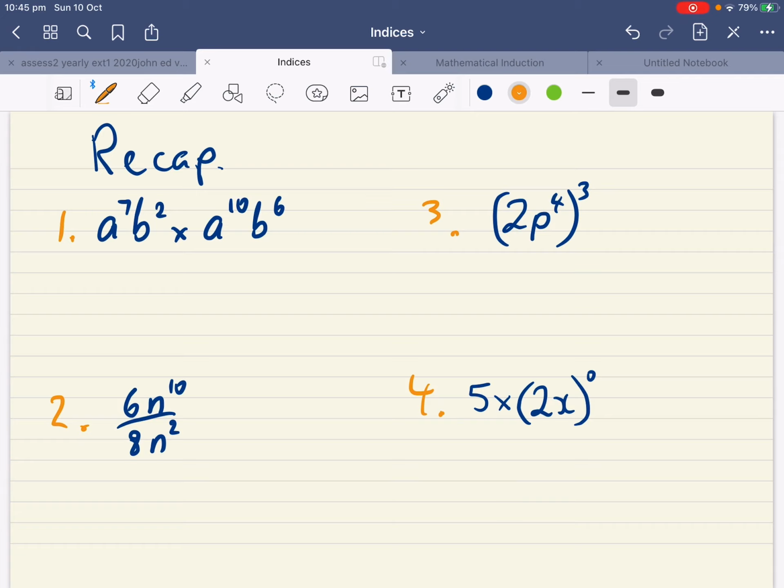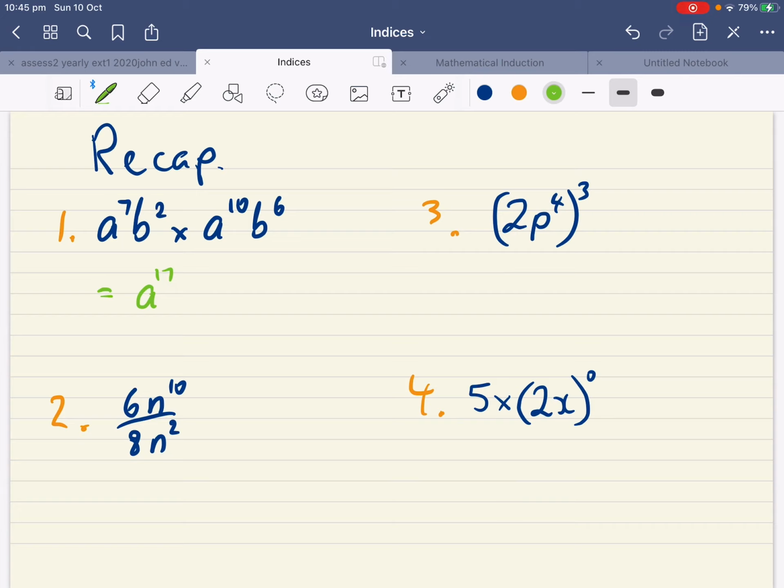I've got 4 questions. Each question belongs to a different index law. So there's no combining yet. Each one of these questions is a separate index law question. The first question is index law number 1. This is the multiplying one. And remember, index law 1: when multiplying, you keep the base the same, and then you add the 2 powers.